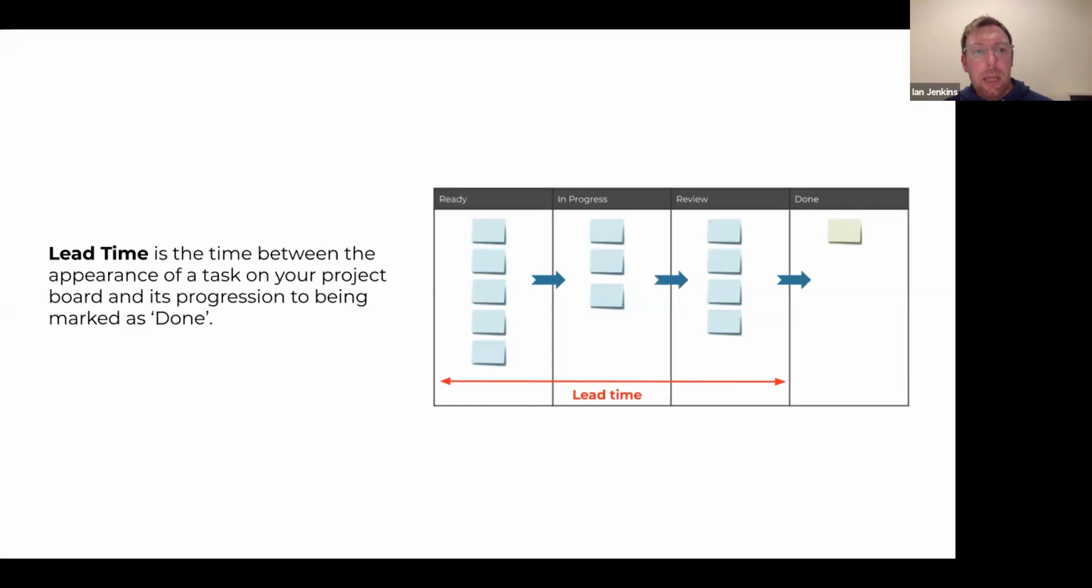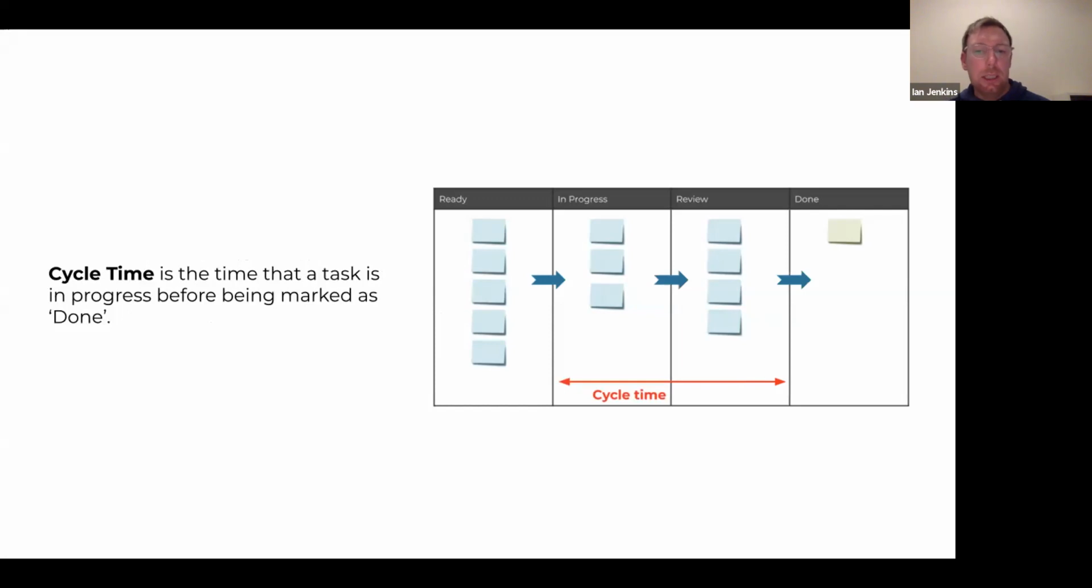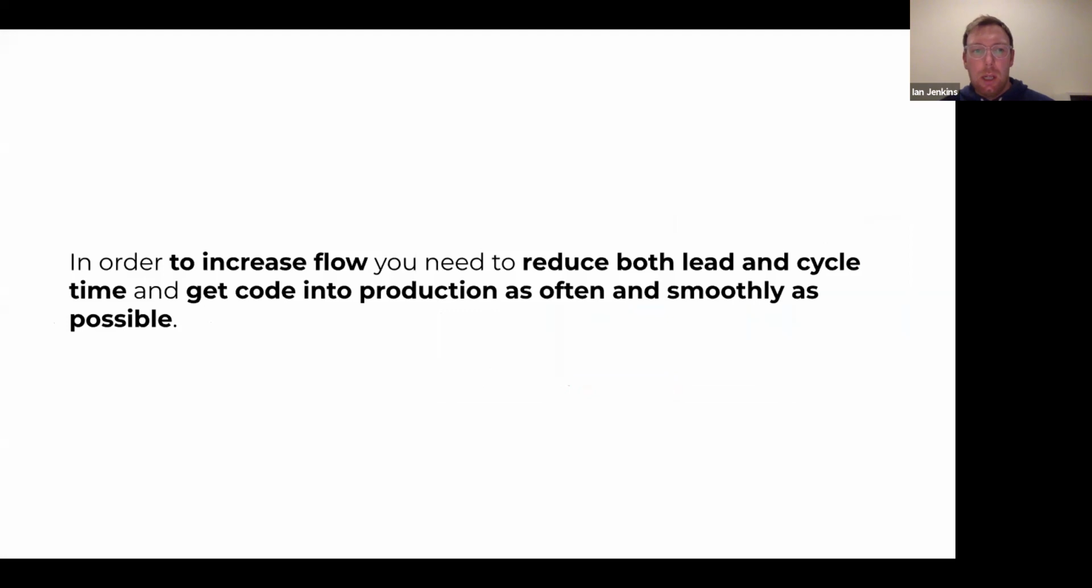So just a few concepts to get clear is this idea of lead time. So lead time is the time between a ticket that appears on your board and that being done. And there's a similar concept, which is cycle time, which is slightly different. So cycle time is from when a ticket is first started, so when it first becomes in progress, to it being finished. Now, in order to increase our flow, we want to try and reduce both the lead and the cycle time.